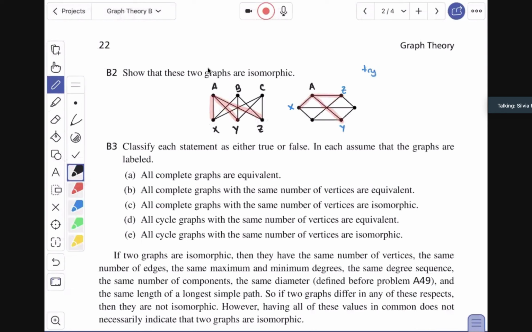And then one of the other two vertices has to be B and the other one C. So I'm going to try making this one B and see what happens. Okay? So let's see. B has to be joined to X, to Y, and to Z. B is joined to X, to Y, and to Z. Perfect. So far so good. The other one will need to be C. And here C is joined to X, to Y, and to Z. Perfect.